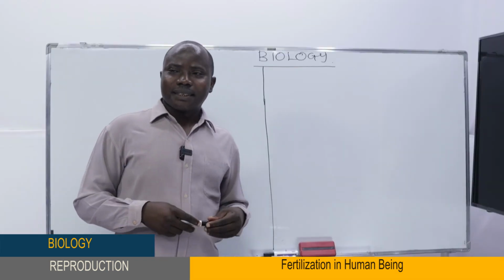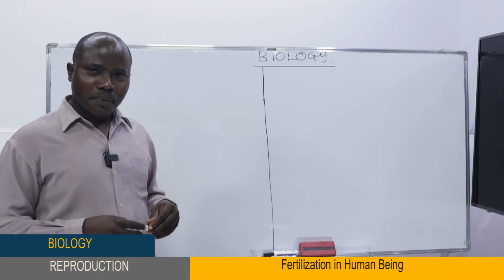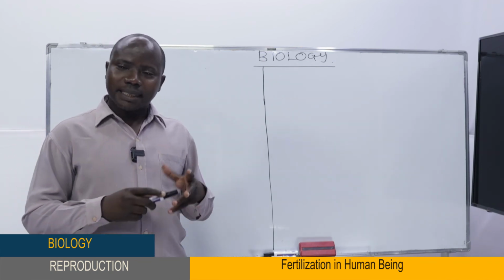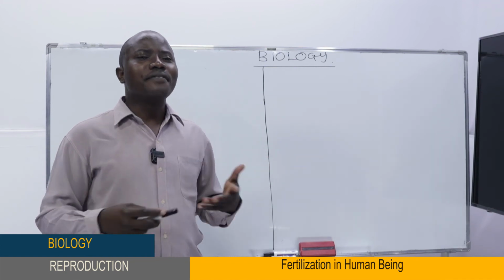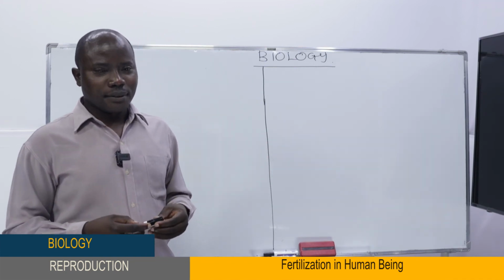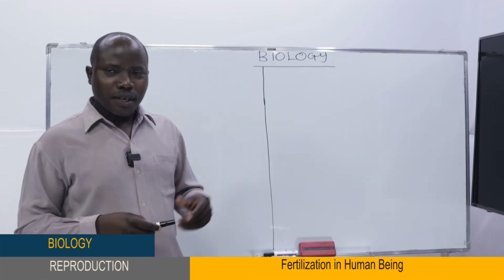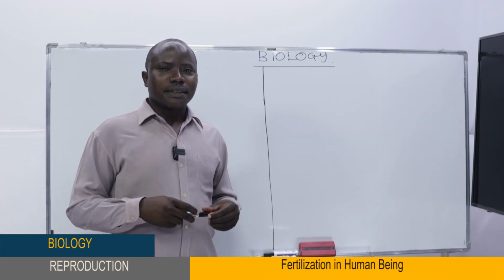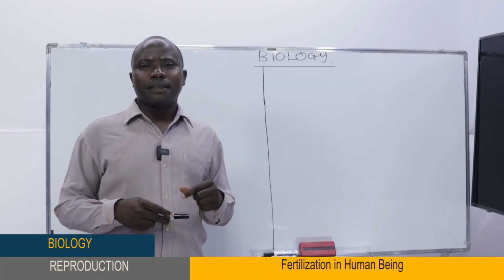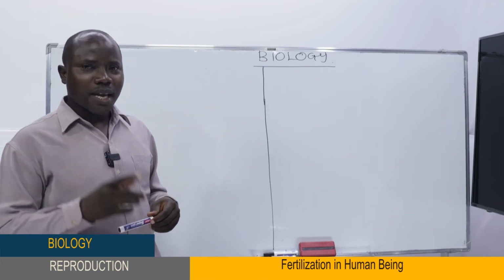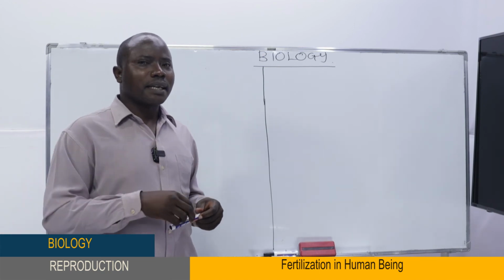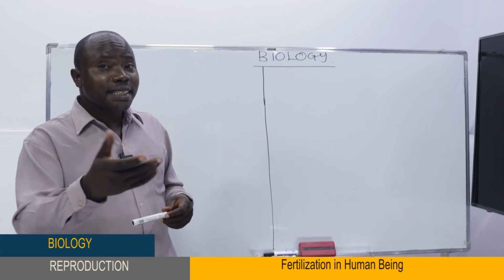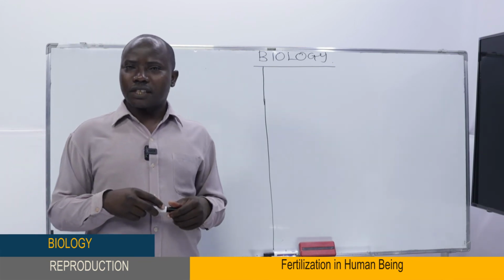Dear students, that is how the prepared questions could have been answered. But the same concept can produce different questions. For instance, you can be asked to explain how the sperm cell is adapted for fertilization. We understand that the sperm cell is there for fertilization, but how is it adapted for fertilization?